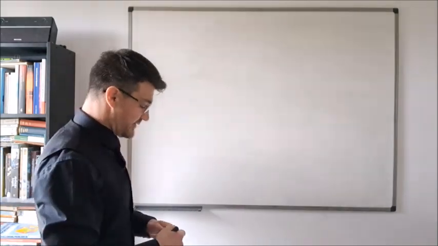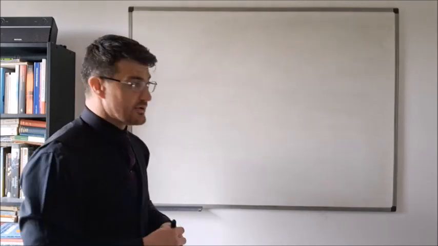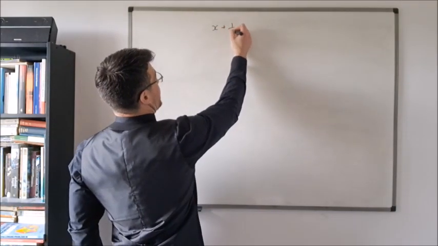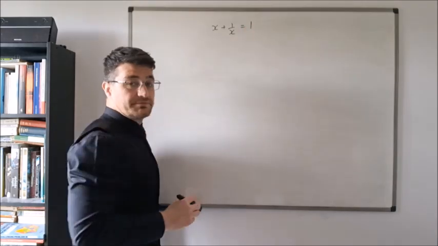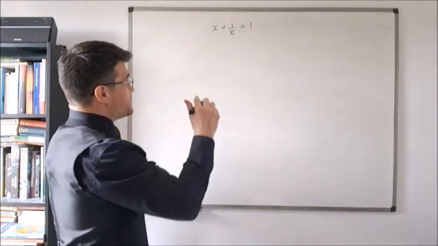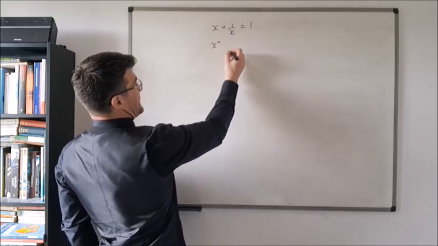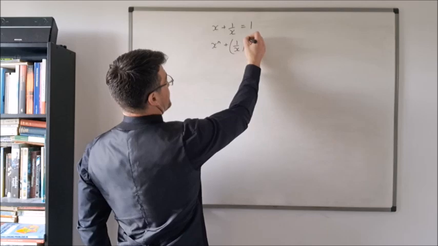So if I wanted to write this out in symbols, it would look something like the following. If we assume that x is the number that we're interested in, so we have x plus 1 over x, a number plus its reciprocal is equal to 1. We're interested in the value then of the nth power of x plus the nth power of the reciprocal.